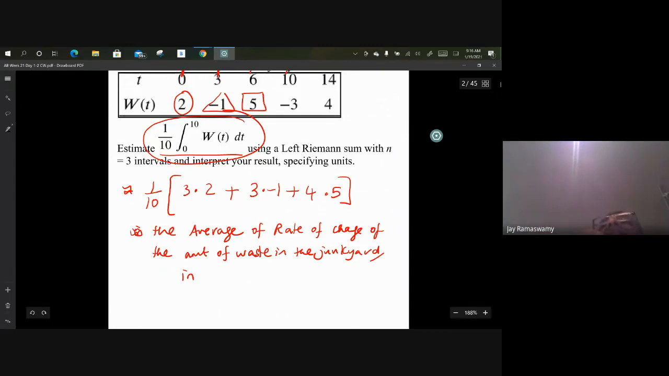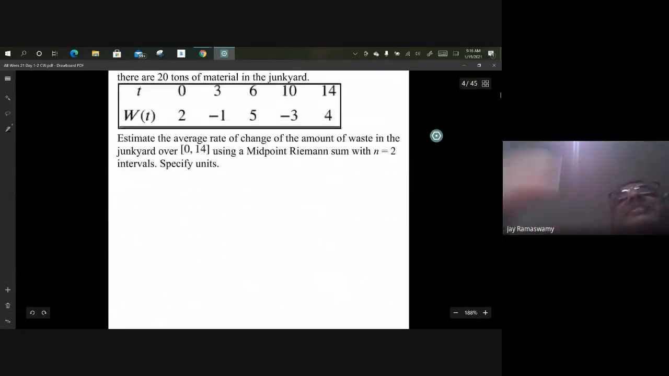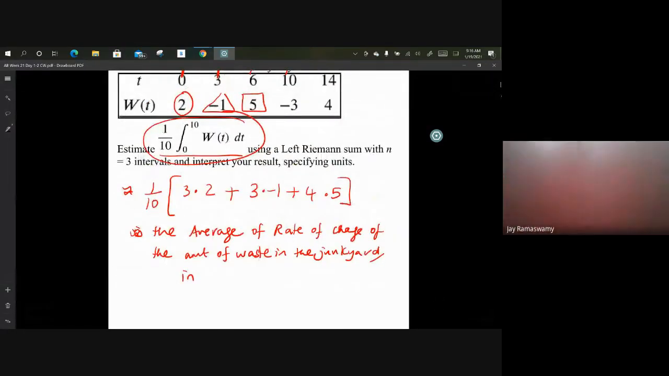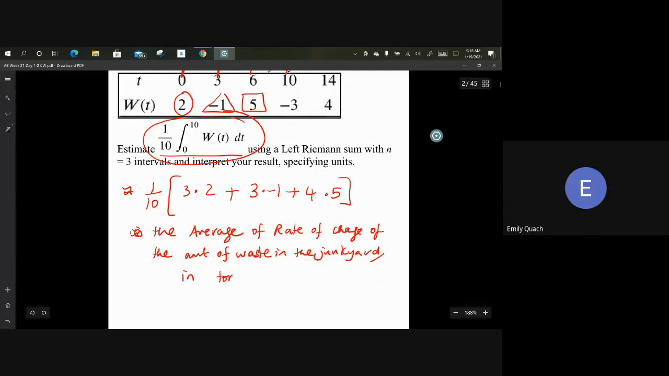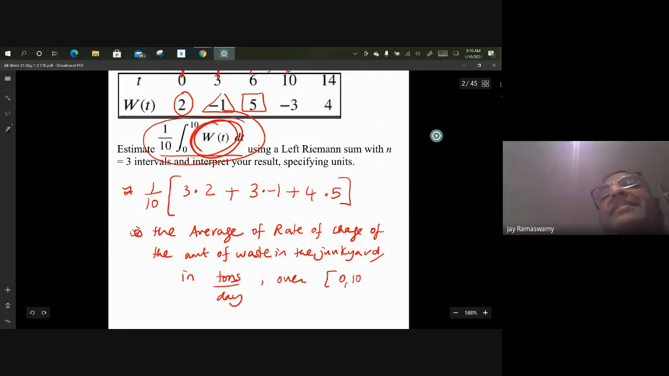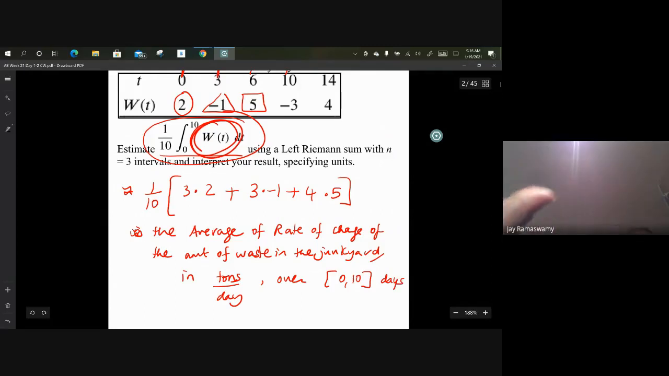Okay, now stop. Now let's discuss units. Now remember the concept. For the average as well as net change, you just give me the units of the function you see. I see the function W of t is the average of W of t. And what are the units of W of t? Tons per day. Okay, it is exactly the unit of that function. Over the interval 0 to 10 days, so that's measured in days.